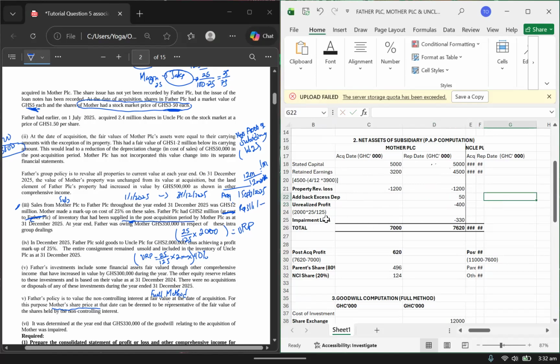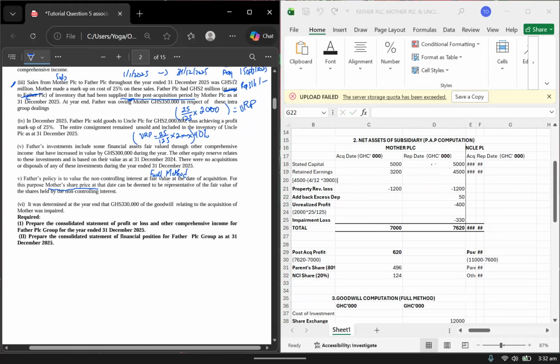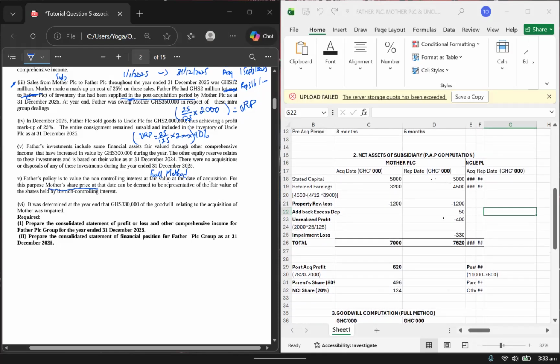Now there was impairment, so I was talking about the impairment down here. Lucky for us, the impairment value has been given. There can be a situation where they will tell you that impairment is, let's say, 10% on goodwill. In that case, you can't just bring the impairment, because you have to do the goodwill computation first to get the goodwill at acquisition before you calculate 10% on that. But here we are given the impairment value straightforward.